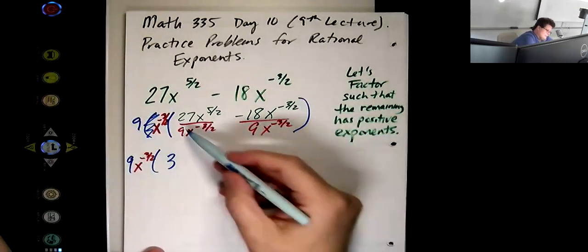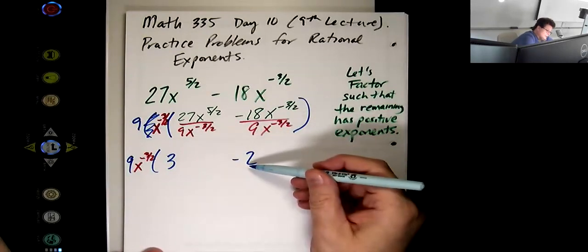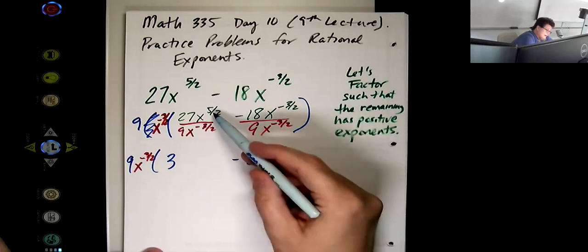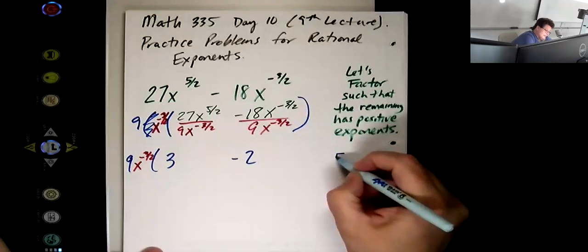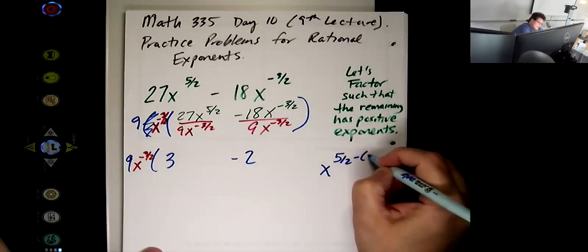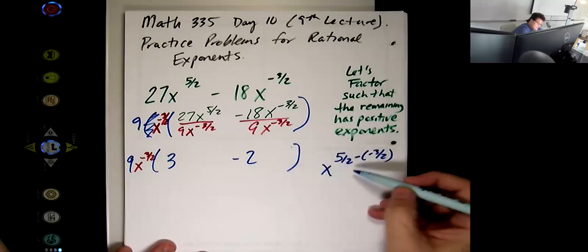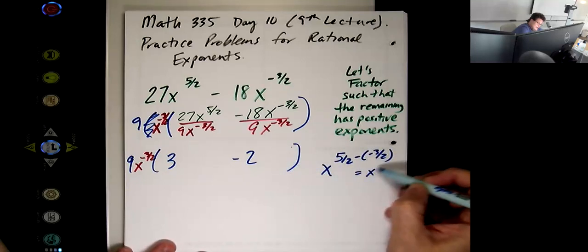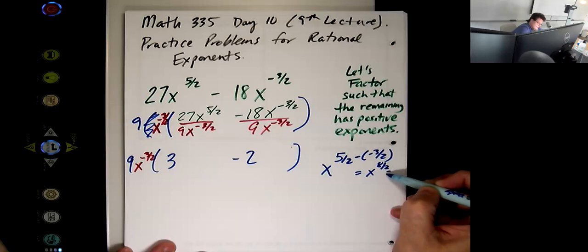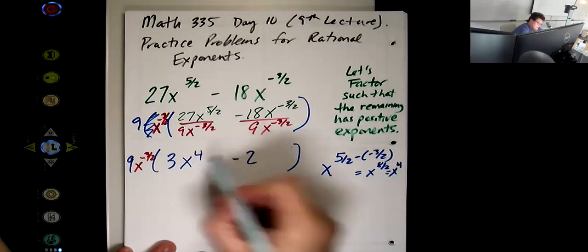So the 27 divided by 9 gives us the 3, the 18 divided by 9 gives us the 2. When we have x's over x's, you subtract exponents. So I have x to the 5/2 minus negative 3/2, which is going to give me x to the 8/2, which is x to the 4th power. So that one would have an x to the 4th power.